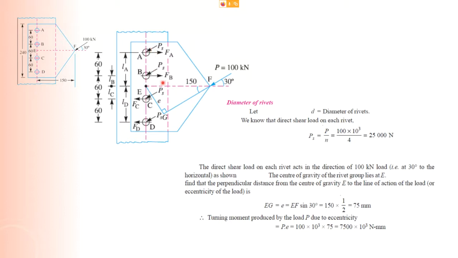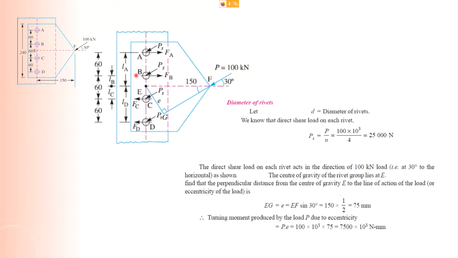So how much is this PS here? You have to take 100 divided by 4. So each of these direct shear loads or primary shear loads should be 25 kilonewton or 25,000 newton. So the direct shear load on each rivet acts in the direction of the 100 kilonewton. The center of gravity of the rivet group lies at E. Now find the perpendicular distance from the center of gravity E to the line of action of the load.